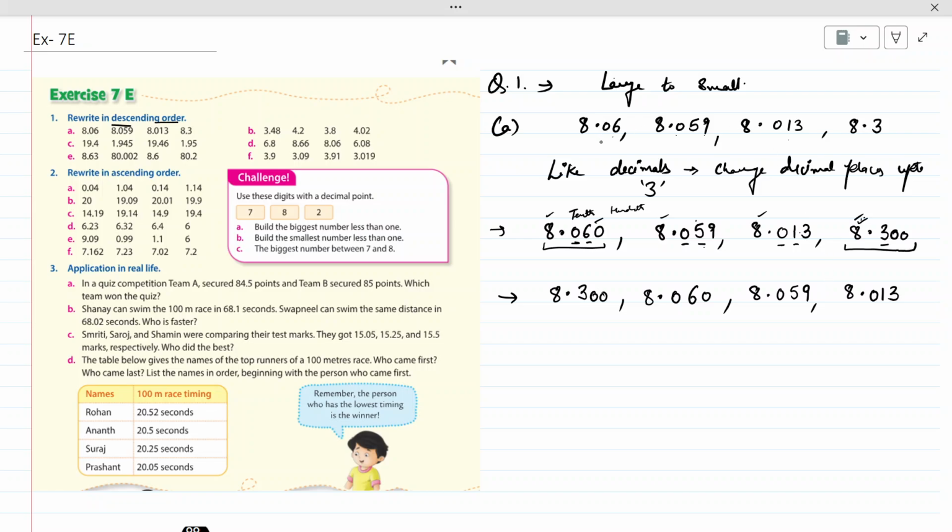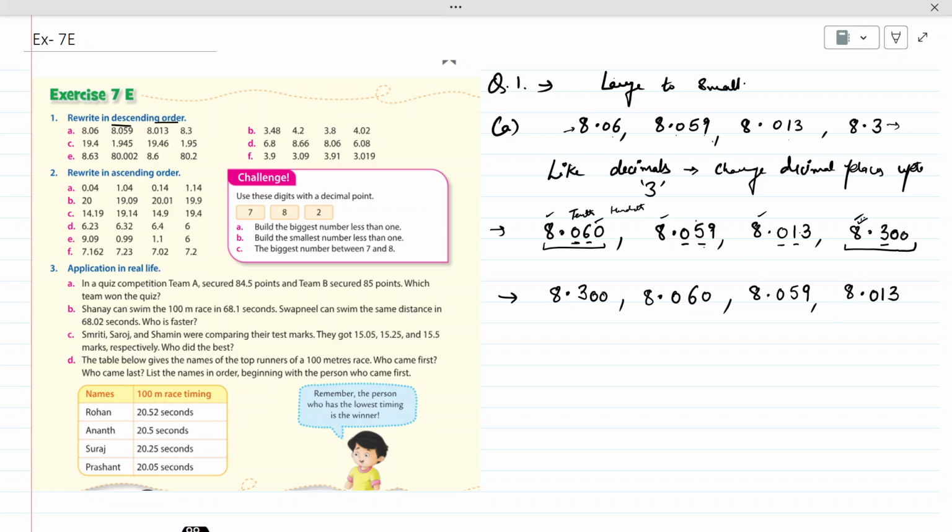Also, what we have seen first is that the numbers given to us were not like decimals, so we have converted them into like decimals, considering the number having the biggest number of decimal places. Since that number was 3, the number of decimal places was 3. So we have changed all the numbers which were unlike decimals to like decimals, and then we have done the ordering.